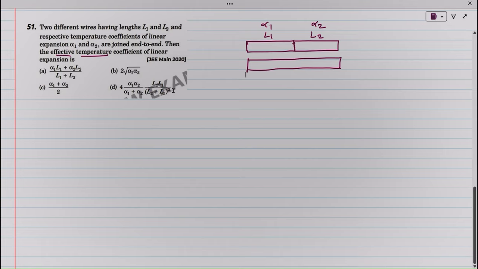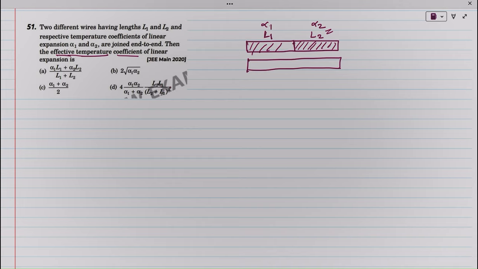The next problem is about the coefficient of linear expansion. We are having two different wires, of length L1 and coefficient of linear expansion alpha 1, and another wire having length L2 and coefficient of expansion alpha 2. And we have to find the effective temperature coefficient of linear expansion. That is, we have to find the total change in length.